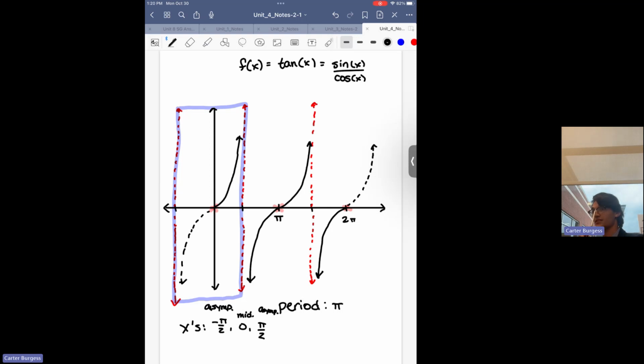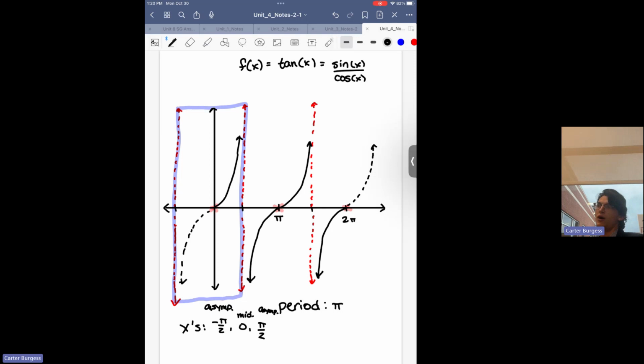They are the what of cosine? What is cosine of pi over 2? 0. What's cosine of 3 pi over 2? 0. Cosine of negative pi over 2? 0. These are the zeros of my denominator, the zeros of cosine. That's for tangent. The reason our asymptotes are at negative pi over 2 and pi over 2 is that those are the zeros of our denominator, which in this case is cosine.